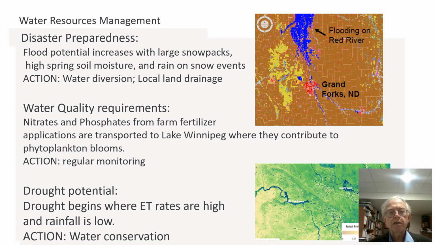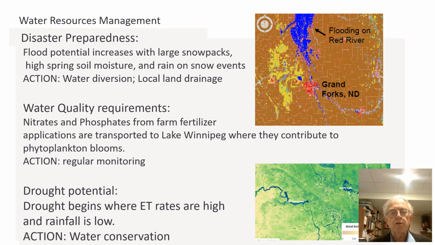Water resource management involves disaster preparedness. It also involves water quality monitoring and drought potential readiness. In terms of flood potential, it can be monitored by looking at snowpacks, high spring soil moisture, and rain on snow events. And water diversions and local land drainage are techniques that are used to overcome this problem.